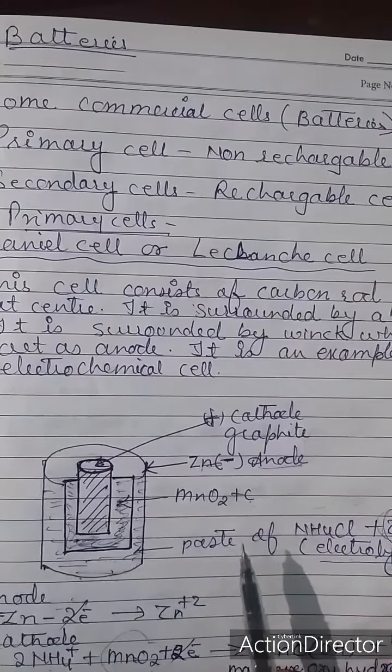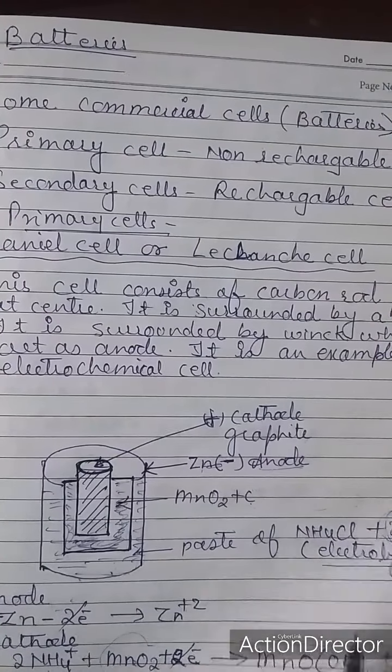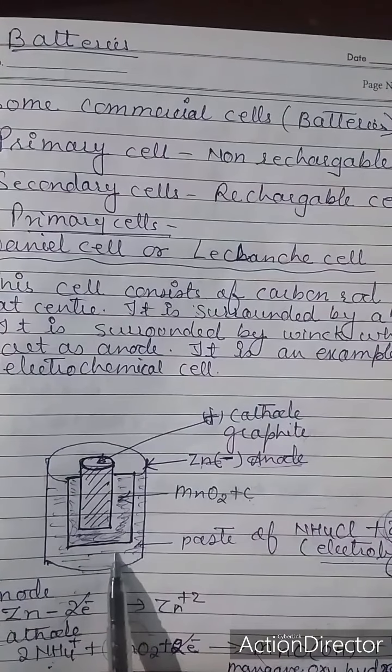Today let us talk about the batteries. I'm taking two cells. One is the primary cell, the other is the secondary cell. Primary cell is the non-rechargeable one and secondary is the rechargeable one. So this is an example of a primary cell, the Daniell cell. It is an electrochemical cell.